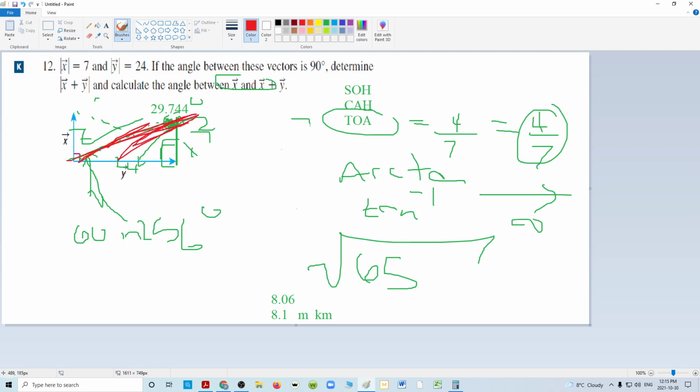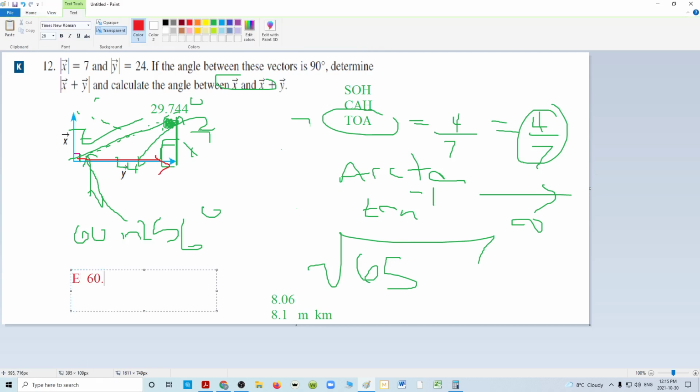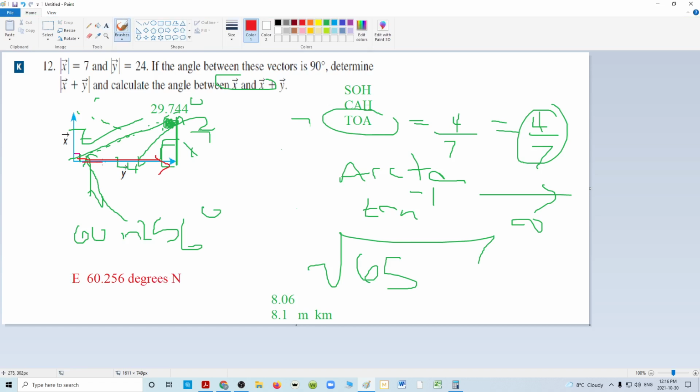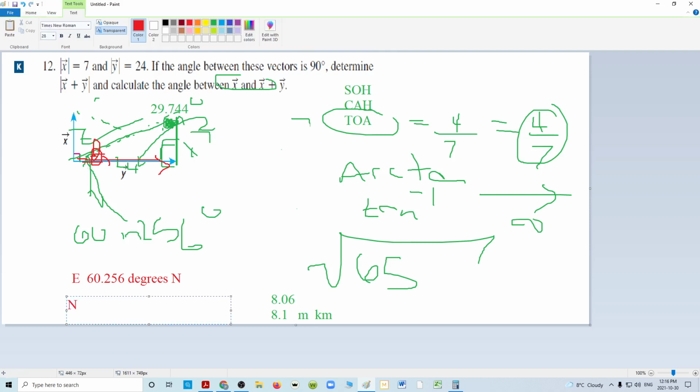And if they said, okay, if this is east, remember it was 60 point whatever, and they wanted me to give the compass direction, I could say it in two ways. I could say, well, you're going east, but you're also going 60.256 degrees north. So that just means east direction, but add this angle in here towards the north. Or I could also write it as I'm going north, but 29.744 degrees.